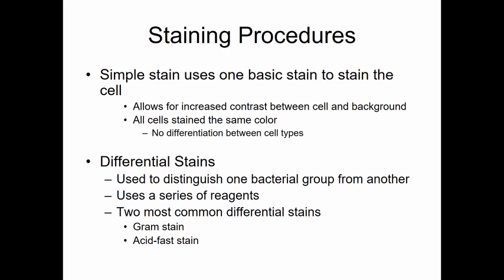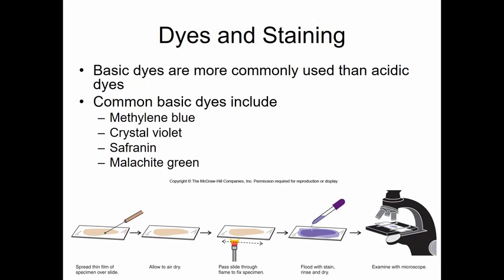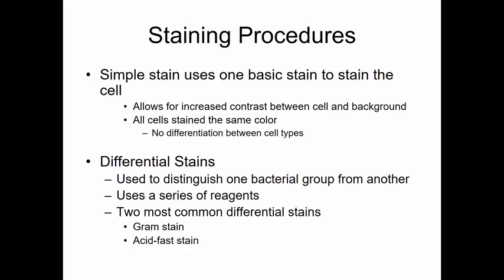Okay? So a simple stain uses one particular type of dye, and in this case we're using a basic stain because we're staining prokaryotic cells. Everything takes on the same color. So just like in this previous slide, we stained with one type of dye, everything is going to look blue. Okay? So everything turns the same color when you perform a simple staining procedure. There's no differentiation between cell types. You can see different sizes under the microscope or different shapes, but everything is going to be the same color.